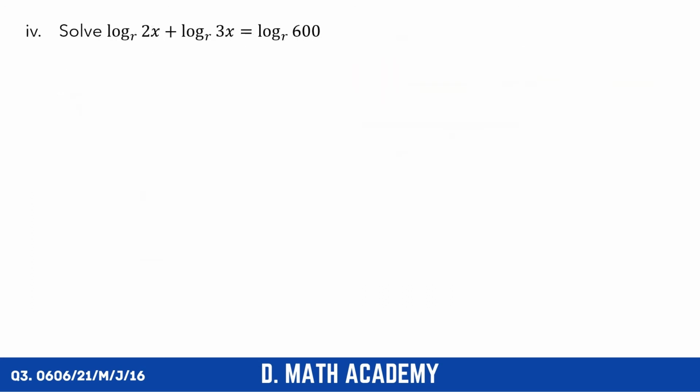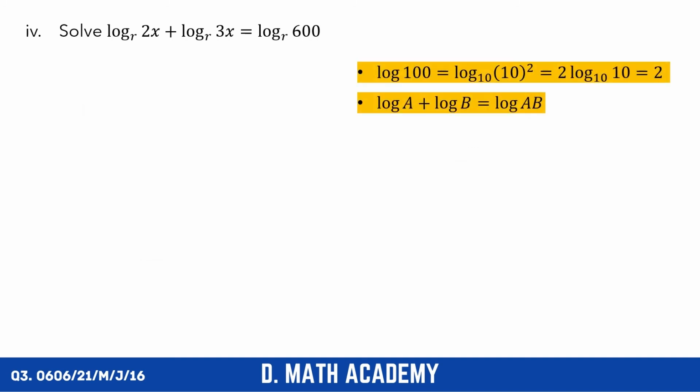Moving on to part 4, we have log with a base of r, 2x plus log with a base of r, 3x equals to log with a base of r, 600. So for this, plus will become multiplication. So we have log r 6x squared equals to log r 600. Since both sides have the same base, you can now cancel off the log and you will have 6x squared equals to 600.